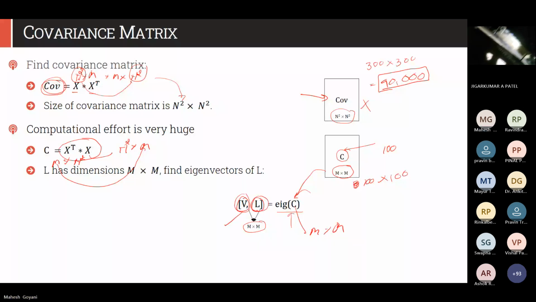Each column in V represents one vector. That means it represents one axis. Normally we had the x-axis and y-axis.